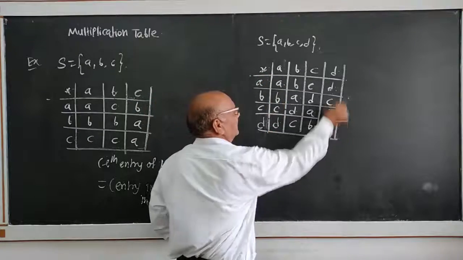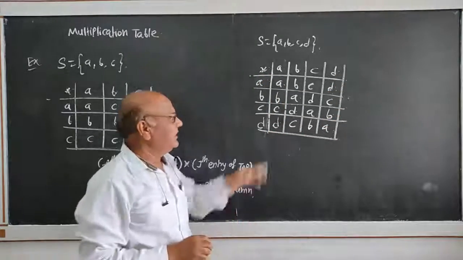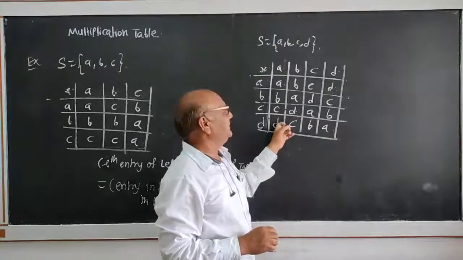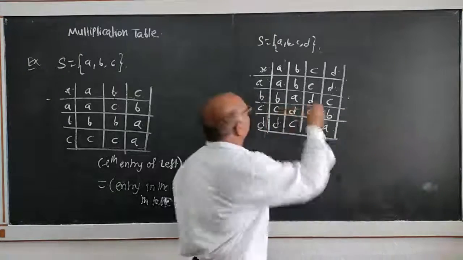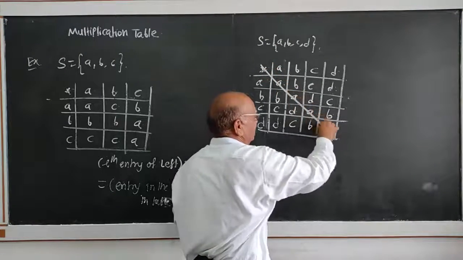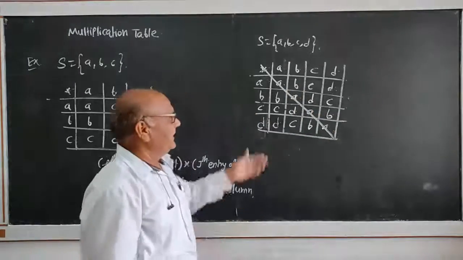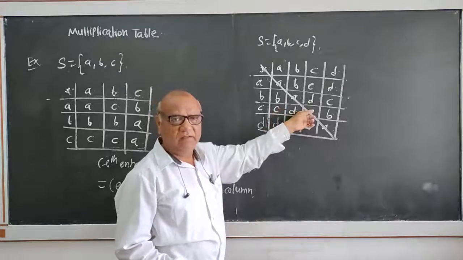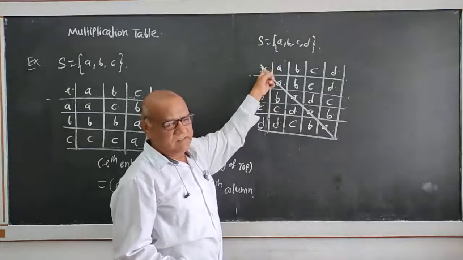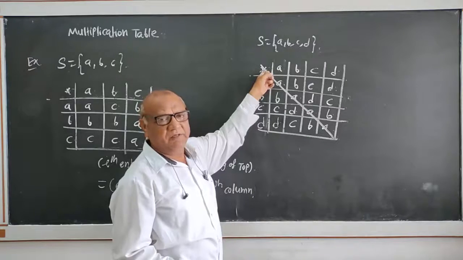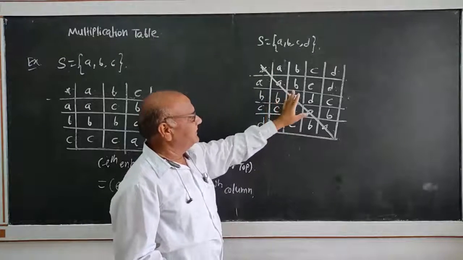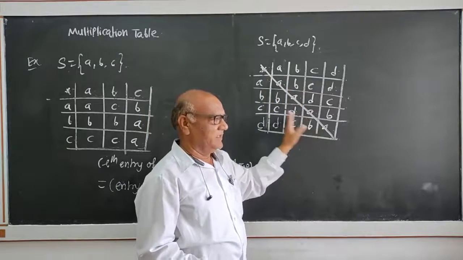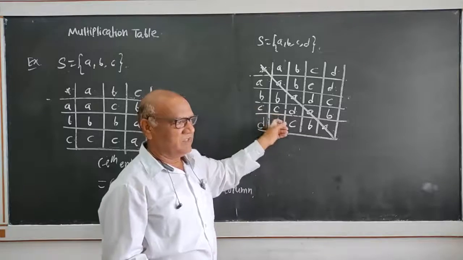In the table body, all entries belong to this set, so it is a binary operation. See the main diagonal. If this table is symmetric about the main diagonal, then this operation is a commutative operation. If this table is not symmetric about the main diagonal, then this operation is not commutative.